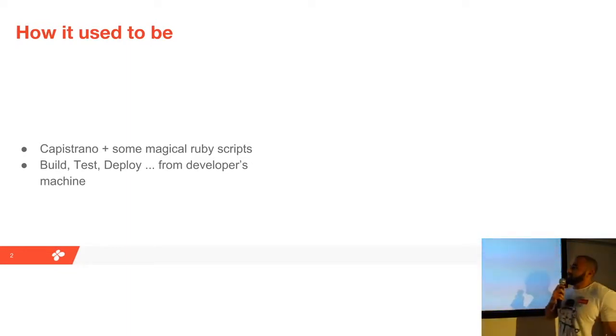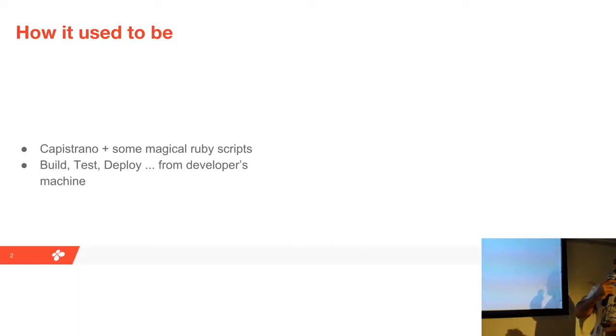We used Capistrano with some magical scripts, and you as a developer just develop your change on your machine, run tests on your machine, start deploying from your machine, and then hope that everything goes well. And this is part of the problem, that everything you have to do from your machine and not in an automated way.